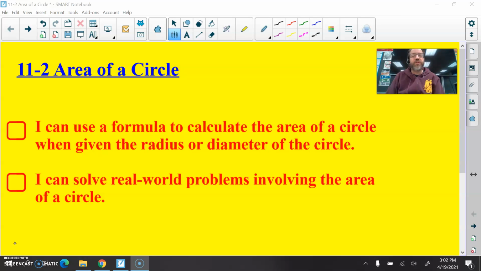So anyway, today, what is our learning goal? Well, I can use a formula to calculate the area of a circle when I'm given the radius or when I'm given the diameter of the circle. And in our last lesson, we talked about what radius and diameter are. And so let's take a look here and see what we have.